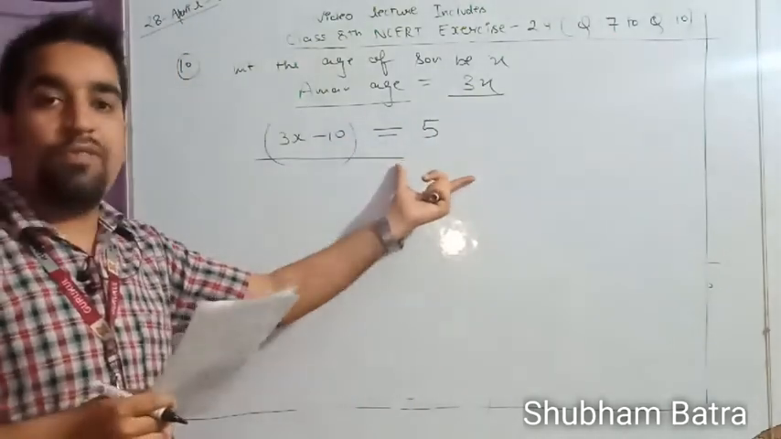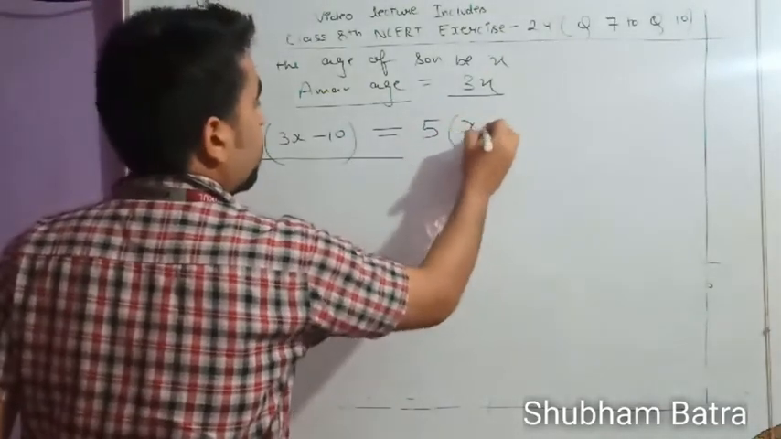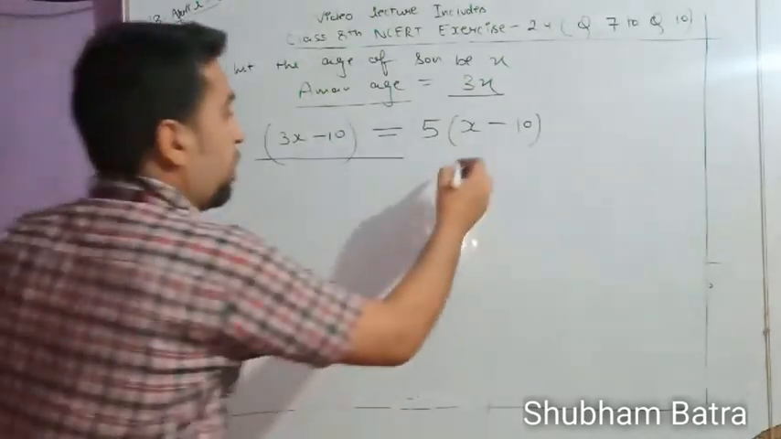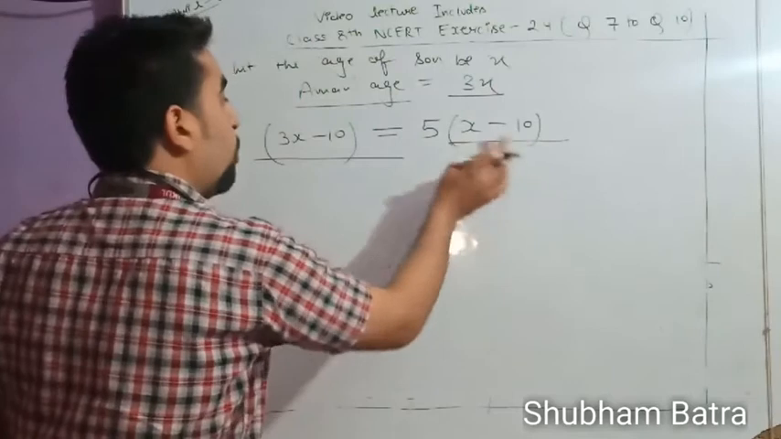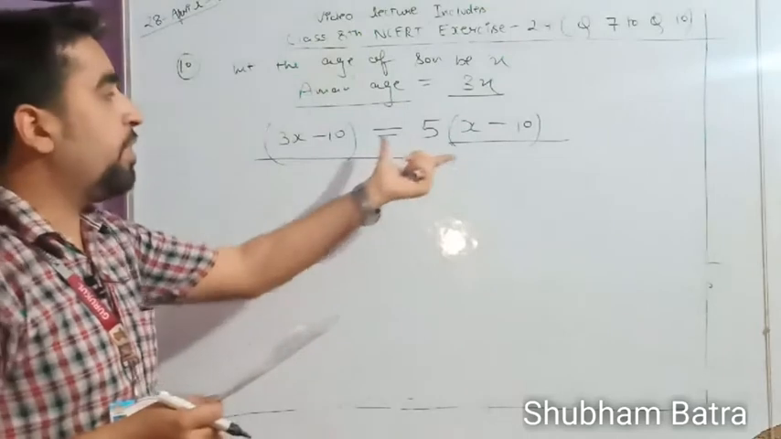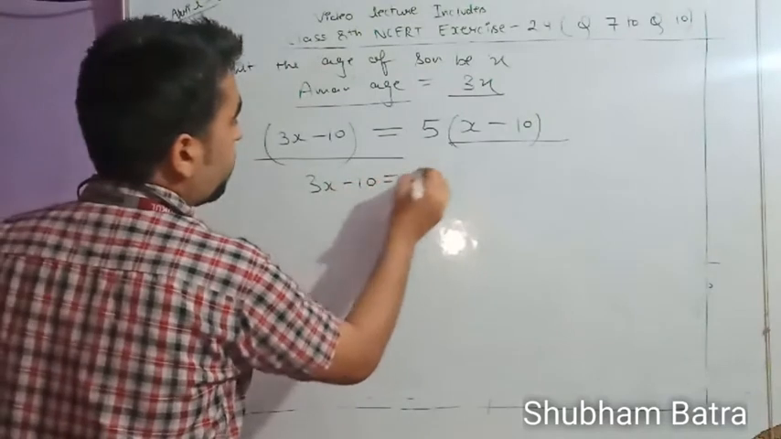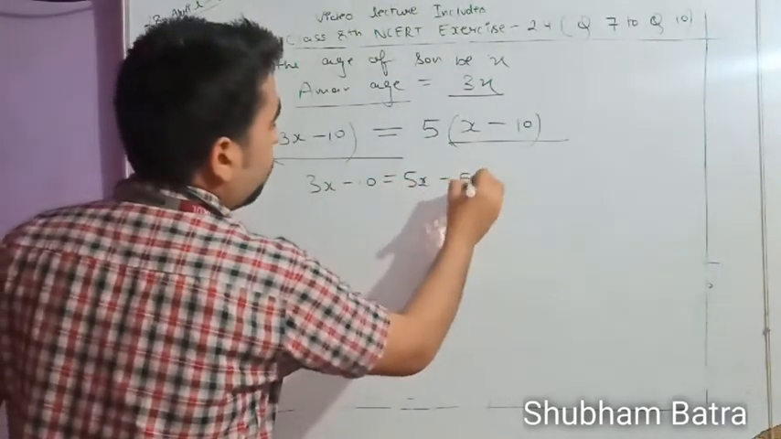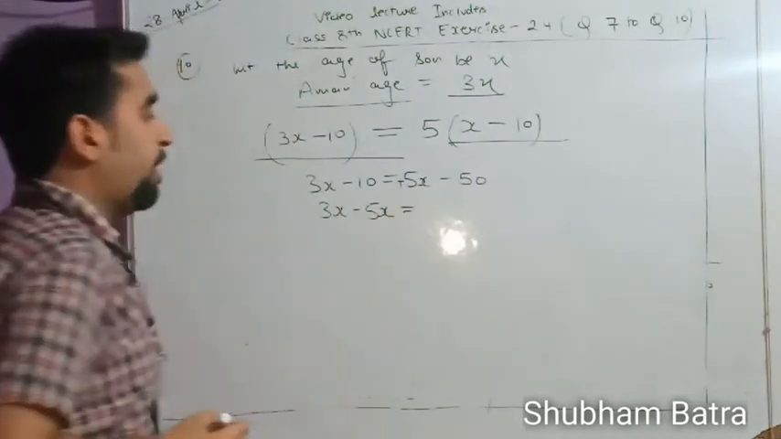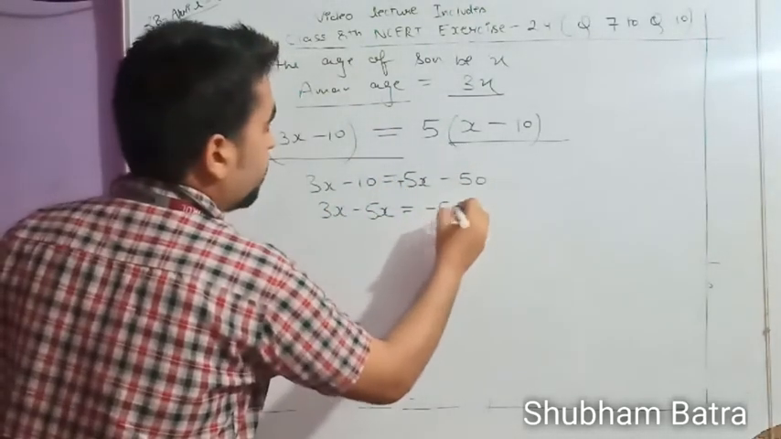So we should consider the son's age of 10 years ago too. If currently his age is x, then 10 years ago that will be x minus 10. Now this son's age multiplied by 5 is equal to Aman's age 10 years ago. This is the condition given to us. Now let us solve this. So 3x minus 10 is equal to 5 into x minus 10, 5x minus 50. Now plus 5x shifted to the other side becomes minus 5x. Minus 10 shifted becomes plus 10.